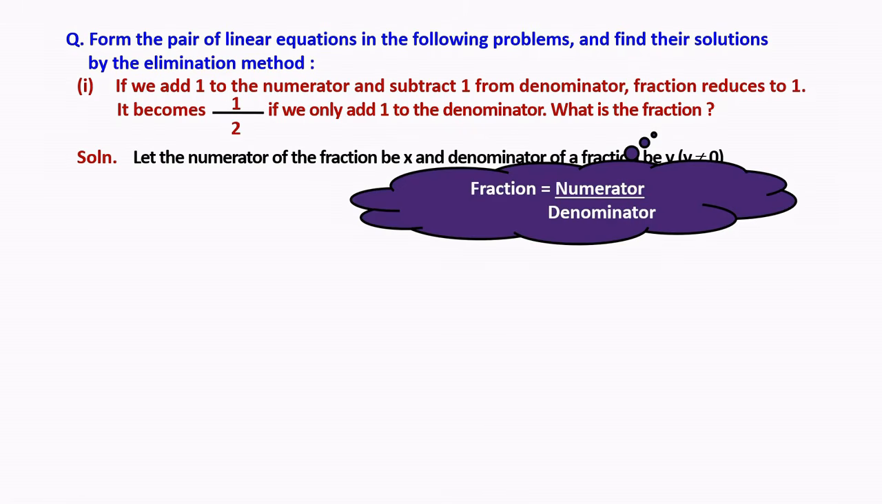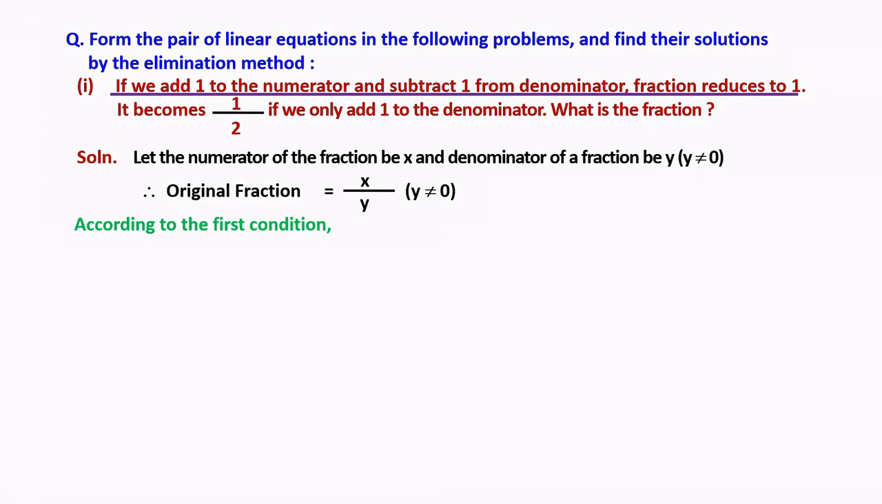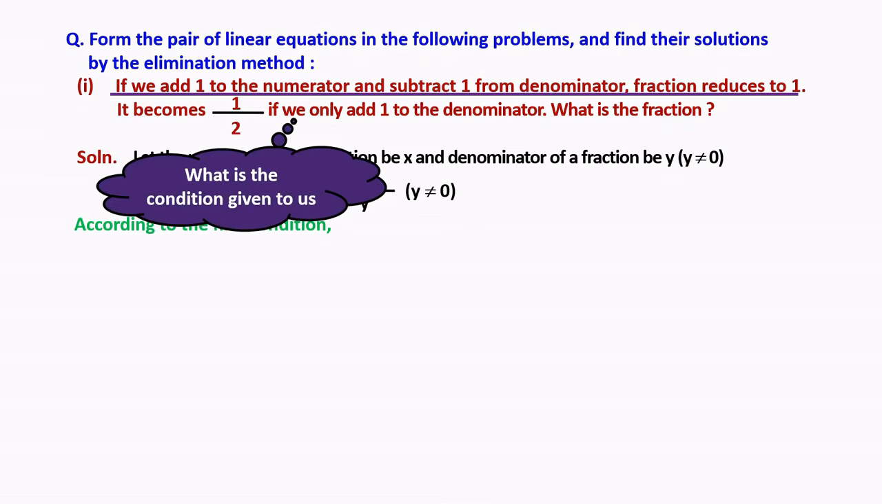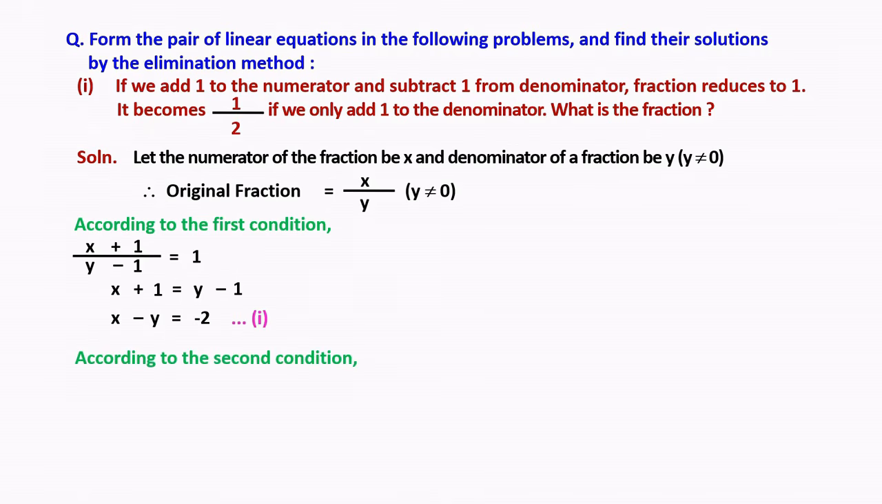Now, let us form equations using the given conditions. According to the first condition, if we add 1 to the numerator and subtract 1 from the denominator, the fraction becomes 1. So, we write (x plus 1) upon (y minus 1) equals 1. Cross multiplying, x plus 1 equals y minus 1. So, x minus y equals minus 2. This is our first equation.